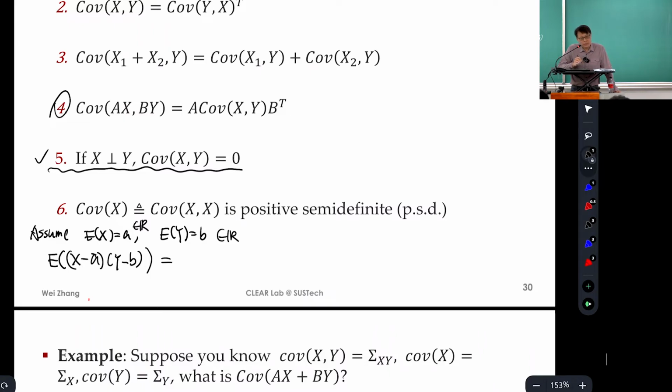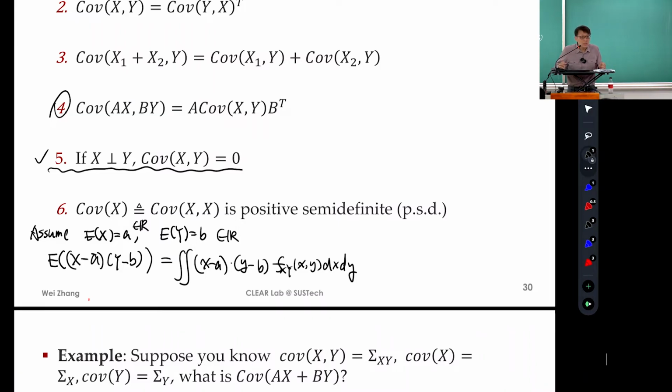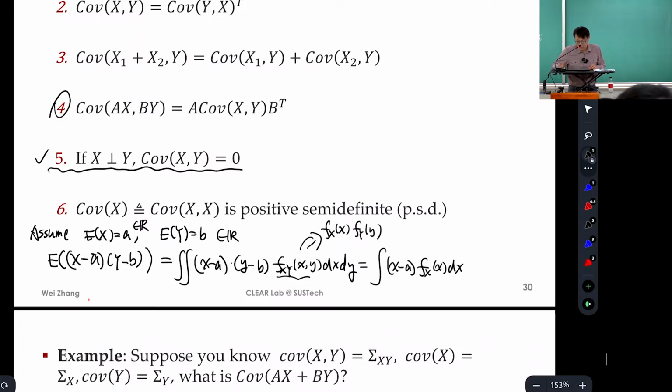If you write down the definition, what you have is two integrals: x minus a, that's small x now, times y minus b, times the joint distribution, dx dy. That's my expectation, right? I say they are independent. What I can write further is that this can be factored into the product of marginals. So it will be the integral of x minus a times the marginal of x dx, and then, factored, times another integral of y minus b times the marginal of y dy.